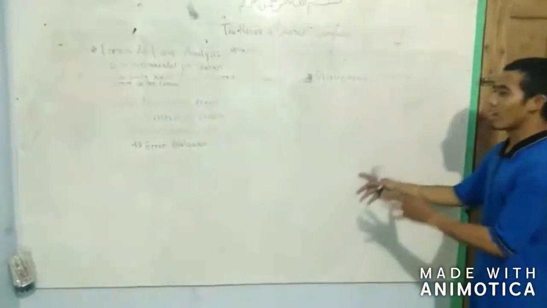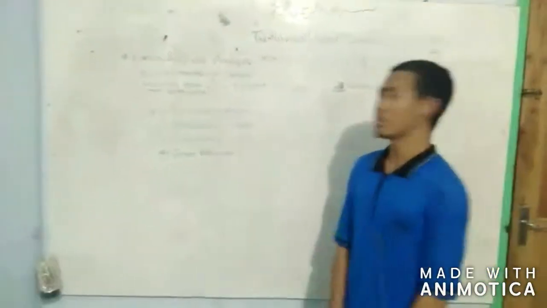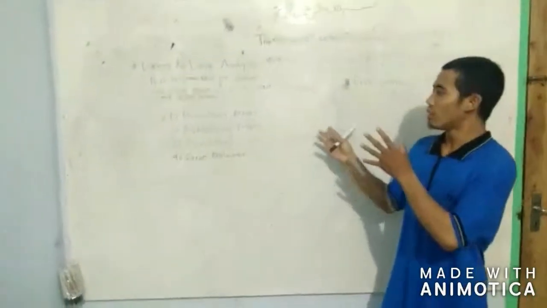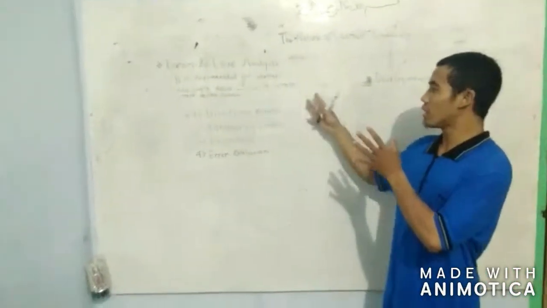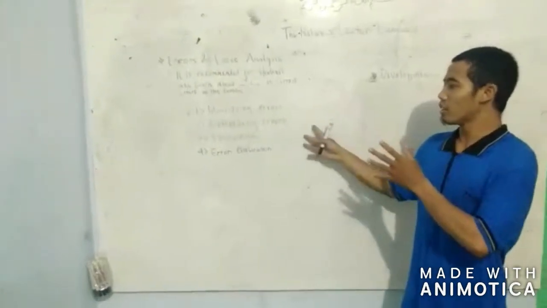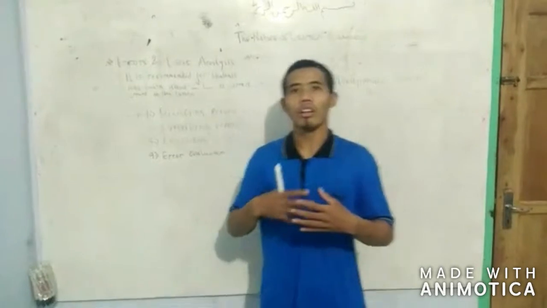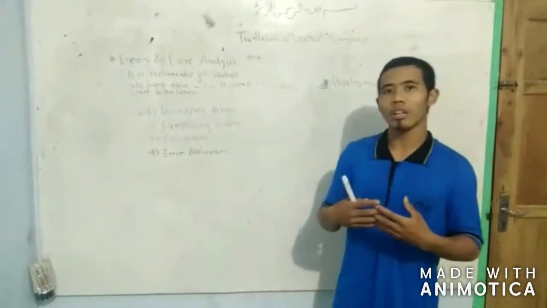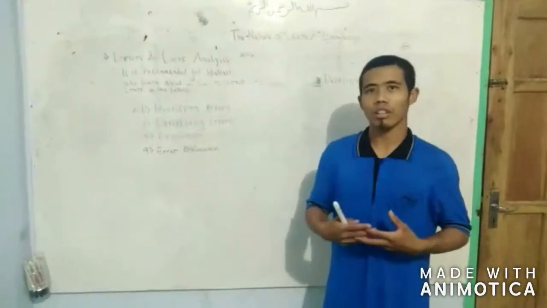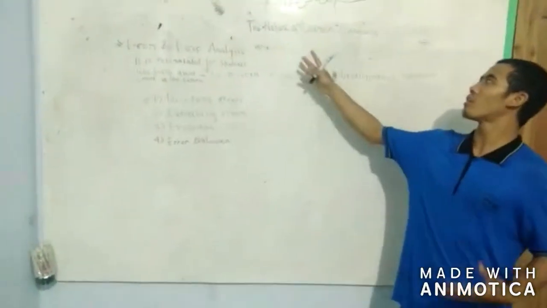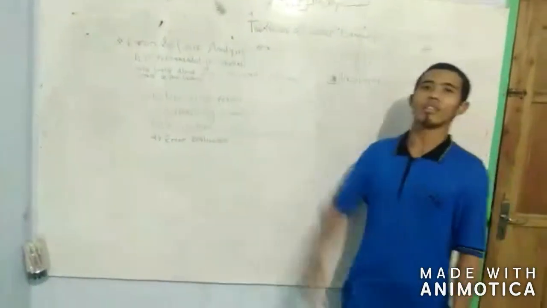And last, error evaluation. After we do all of these elements, we do evaluation for repairing our errors. That's all for me about the nature of learner language.